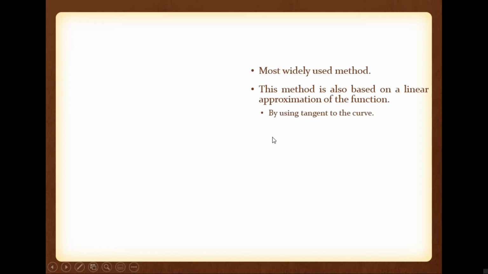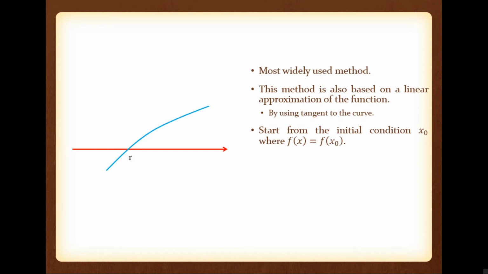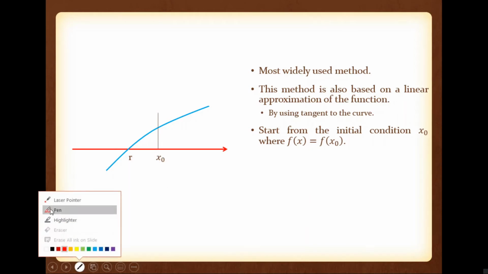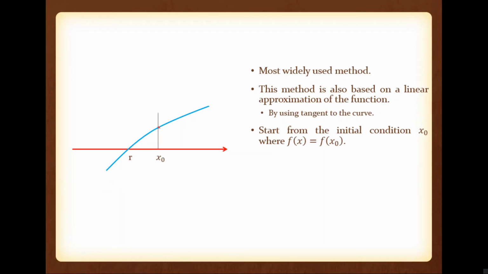Here we are using the tangent. By using the tangent to the curve, we are going to find the next iteration or next point. Say we have an initial condition x0. Corresponding to x0, we can find the functional value f of x0. Say this red color is the x-axis and the blue color is the function whose root is r, that is unknown to us. So this is x0, and this value is f of x0.